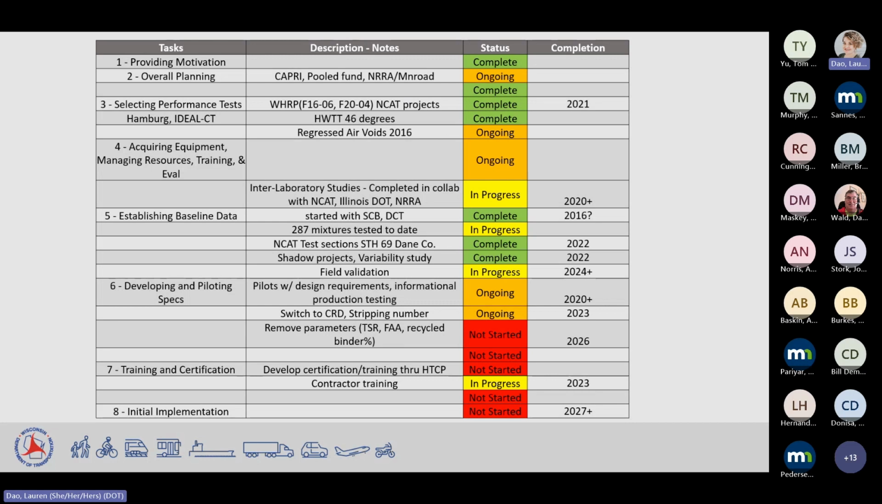We got some test sections out there, State Highway 69 south of Madison. We have done some shadow projects, and I'll show you some of that information in more detail in a couple of slides. We've already done some pilots following the balanced mix design A method, so we just added our performance tests onto what our current specifications are for mix designs. And then we have a lot left to do in terms of bringing it to the regional laboratories and then trying to go to quality assurance on a project level. So I see that as the next barrier for us to overcome.